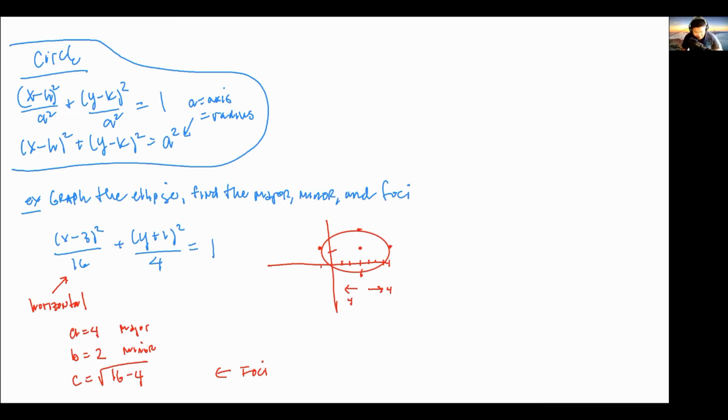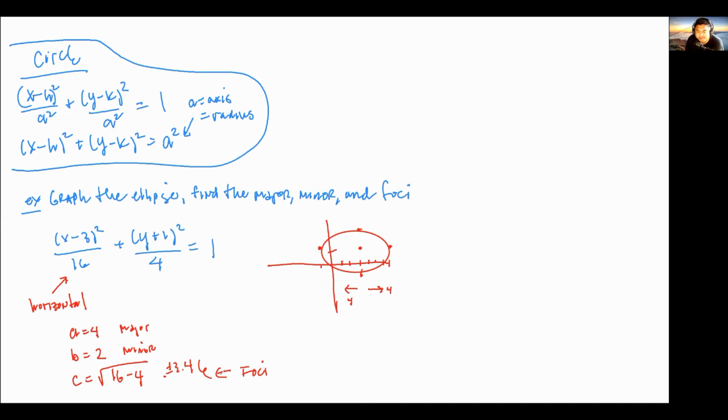We're also going to figure out what the foci actually are. That's the square root of 12. Damn, I hate using my cell phone to do this. Okay. So the distance of the foci is plus or minus 3.46, the square root of 12.